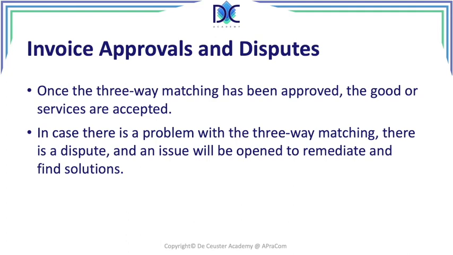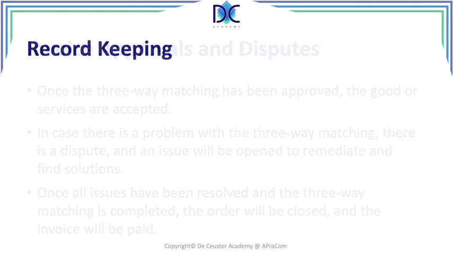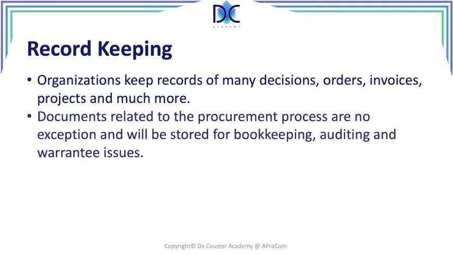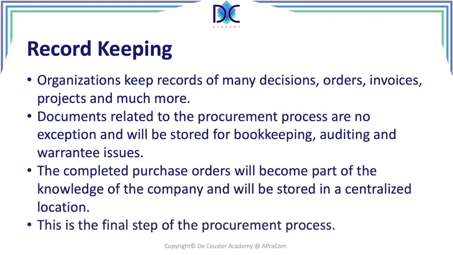Now, once all the issues have been resolved, then we can say that the three-way matching is completed, the order will be closed, and the invoice will be paid. And the last step is about record keeping. We keep all these elements in our storage. We keep all the elements for future record, and we look at all those purchase orders. We review the quality of the supplier. All these things are very important for the procurement process.